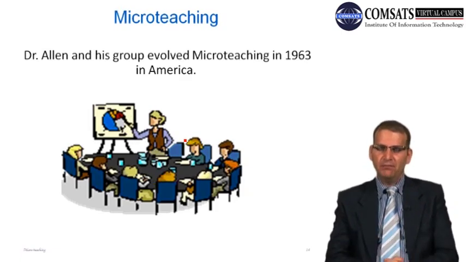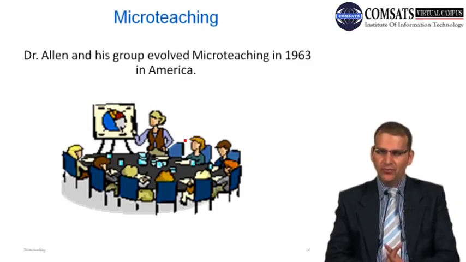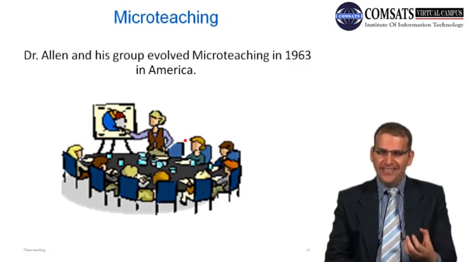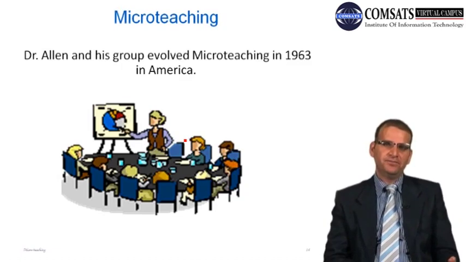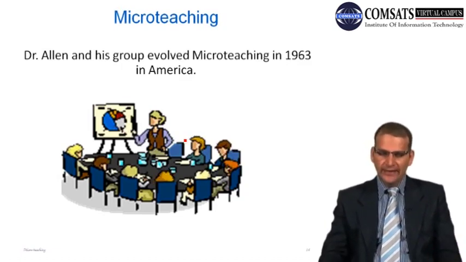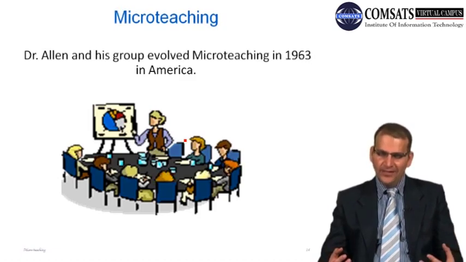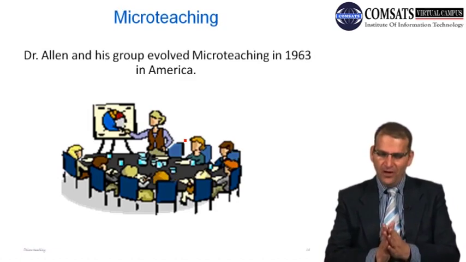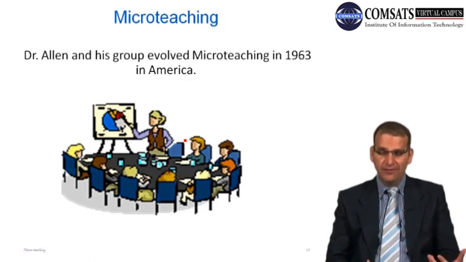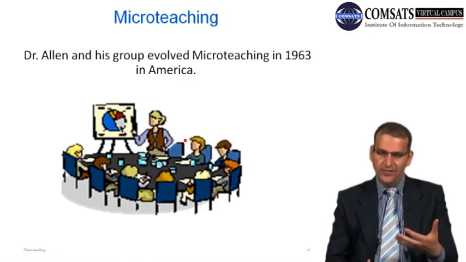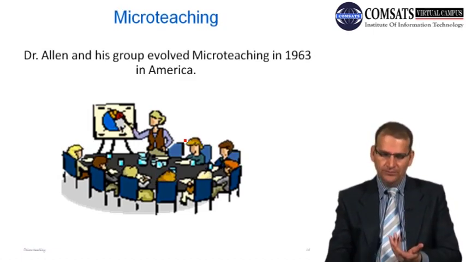Now if you see here, micro teaching. Dr. Allen and his group evolved micro teaching in 1963 in America. Who is the person? Dr. Allen and, of course, his group members got this idea of micro teaching in 1963, in America. And you see this image: a teacher is teaching. See the number of students here? How many students are there? There are 7 students, a small class in fact. So in a small class, you see this image, teaching is going on.